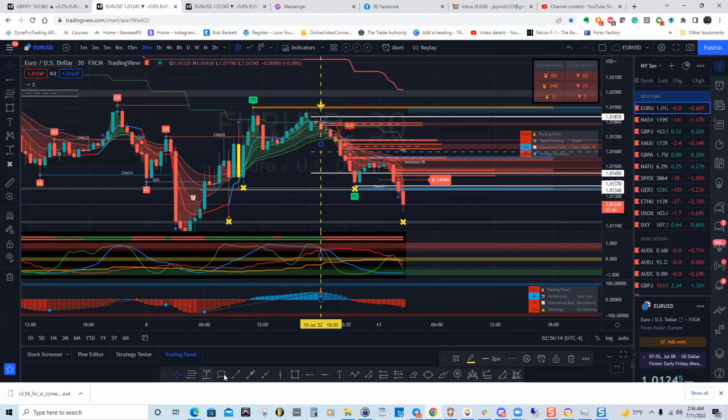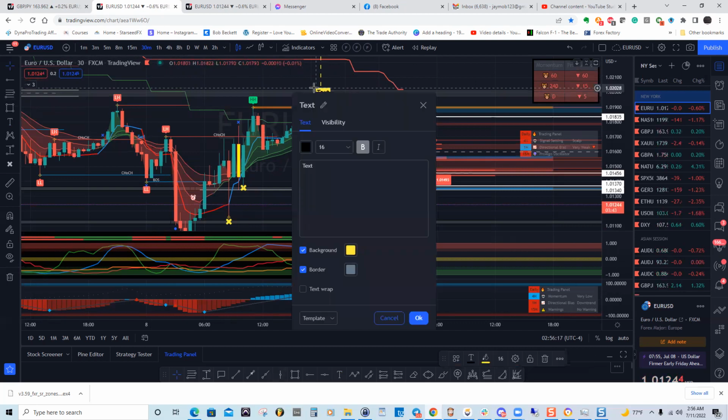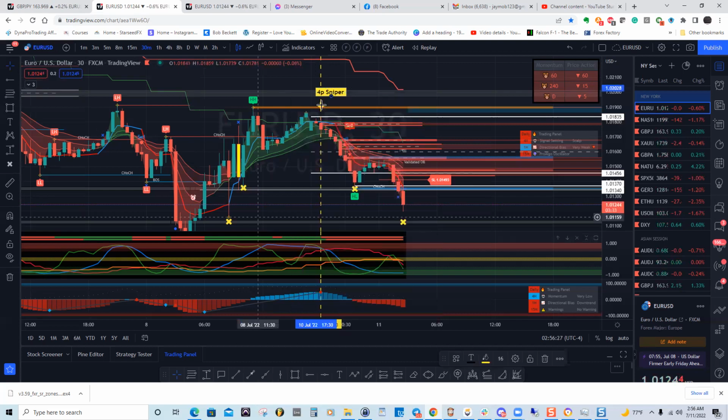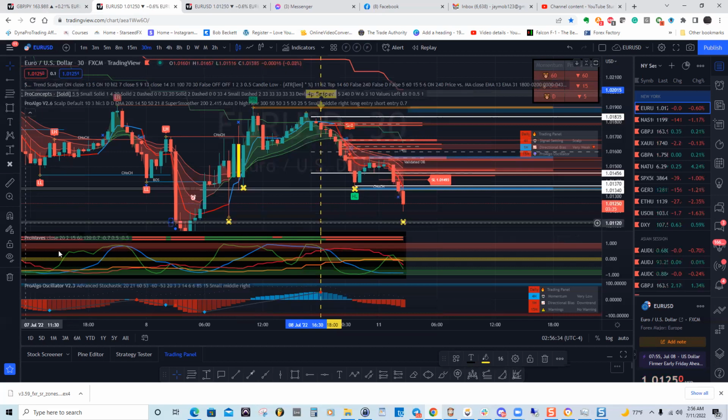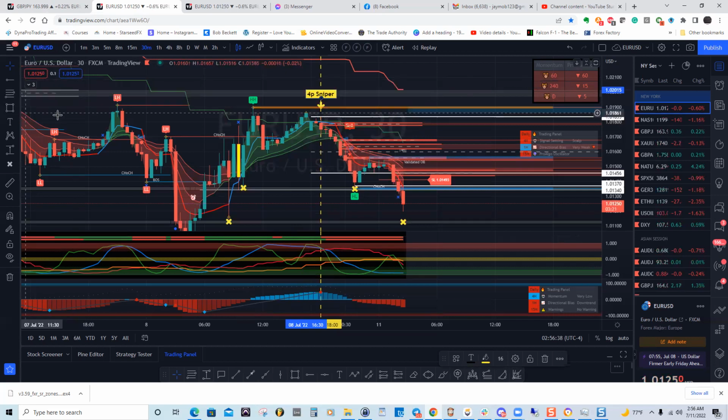Here it is right here. Somebody want to know where the perfect entry is? This is the perfect entry right here. This is a sniper entry. Using this is a 4P sniper. And what is 4P? Pro algo. I can't say them all, I'm kind of tired of saying them all. So what is the 4P sniper? It's pro concepts, pro algo, pro waves, pro oscillator, and the sieve. It's all part of the Dana Pro trading right there.